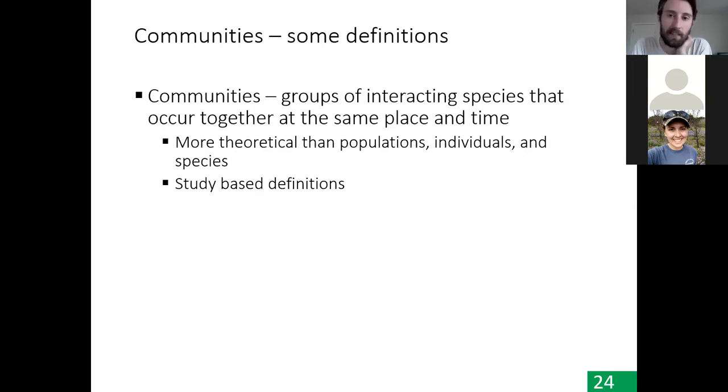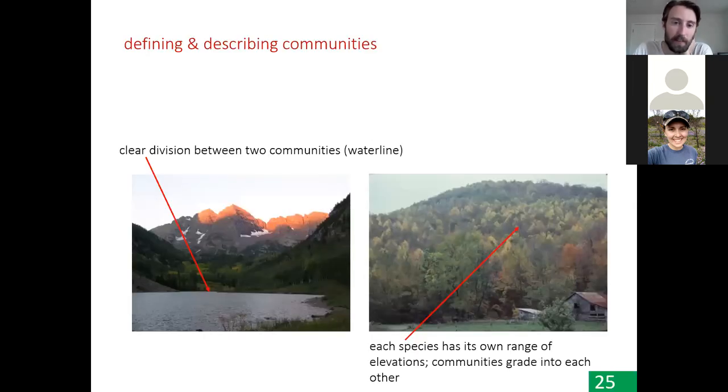And so each study is going to have its own definition of what a community is. Often it's not every single species living in a place. It's often just some subset of species, or even just a couple of species interacting with each other, that ends up being the focus of a community ecology study. So different studies have different definitions, and the reason is that it's actually pretty hard to define where one community starts and another community ends.